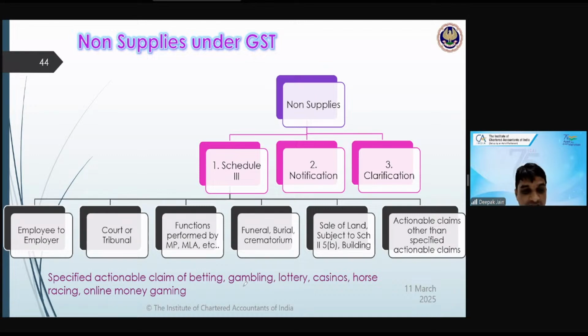That is only 6: betting, gambling, lottery, casinos, horse racing, and online money gaming. There's a distinction between online gaming and online money gaming. This talks only of online money gaming. Online gaming is again not covered here. Okay. These are the 6 activities which are covered under Schedule 3, which is not liable to GST. So that is on Schedule 3.